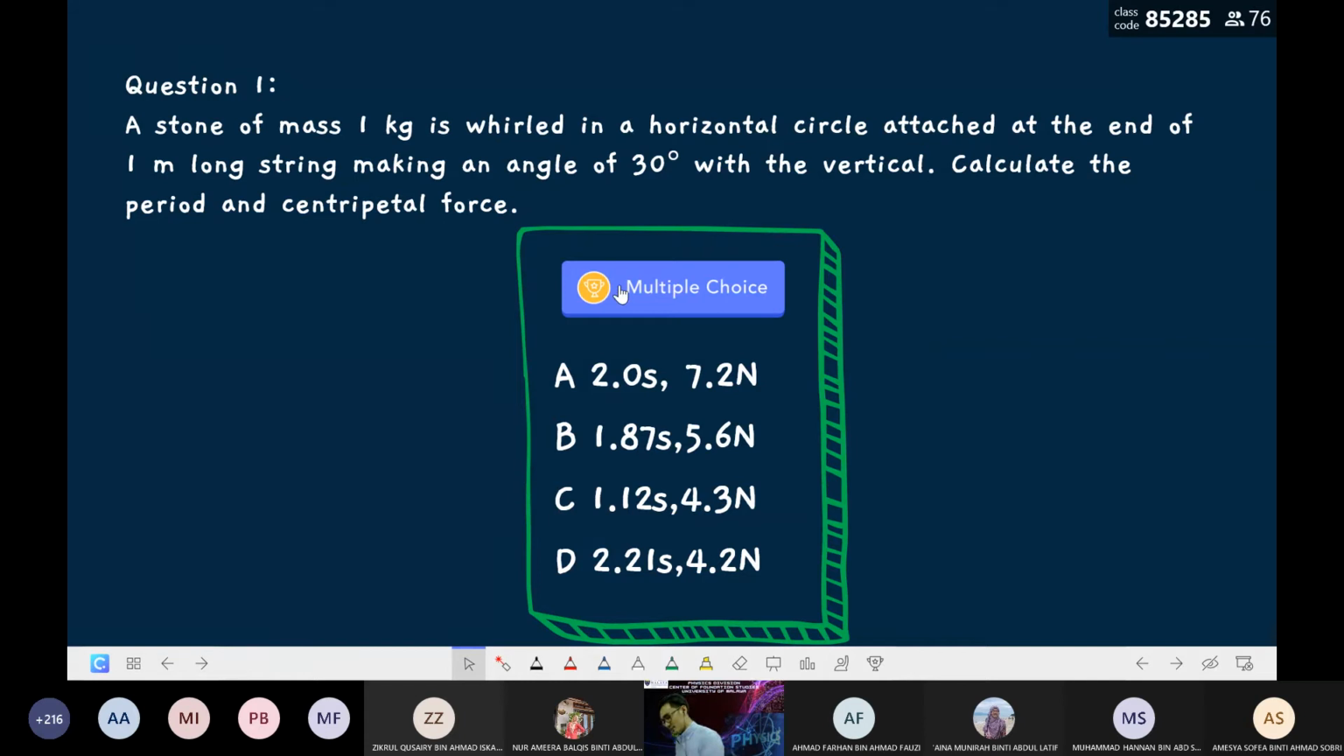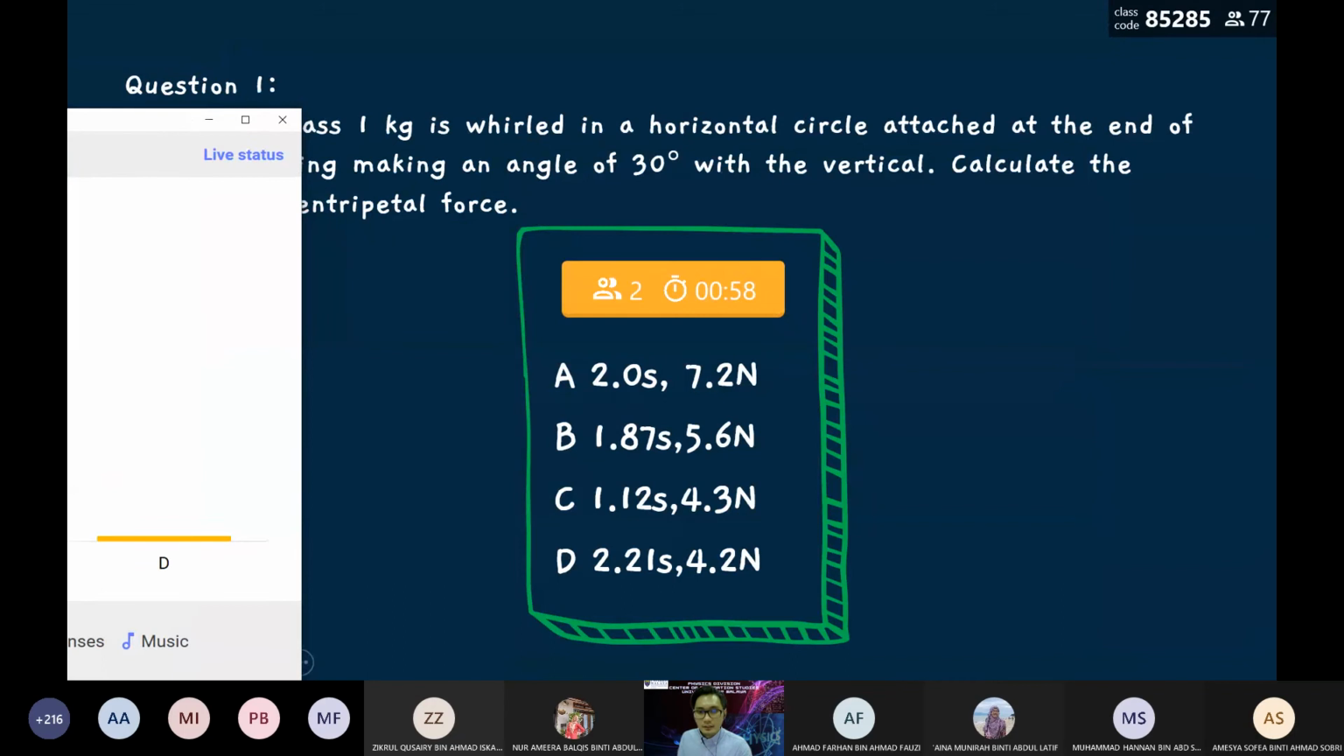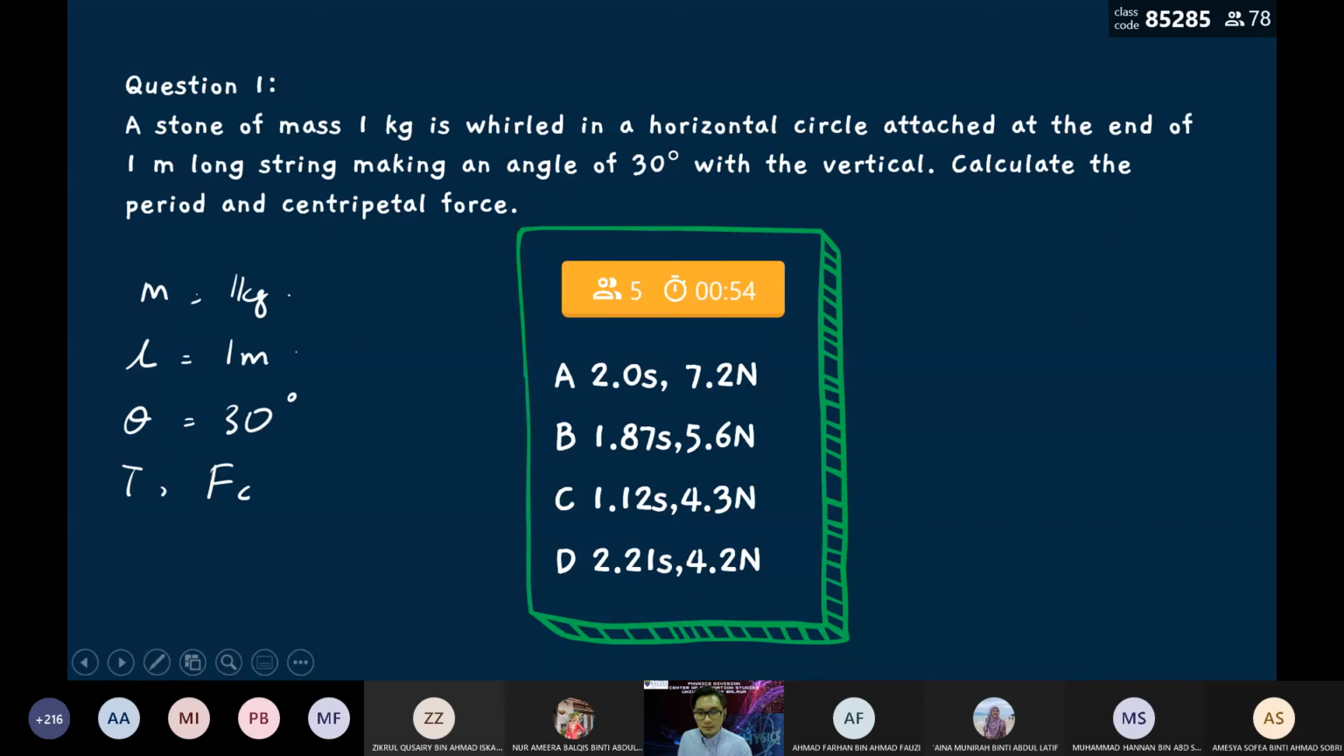Okay, a stone of mass 1 kilo is swirled in a horizontal circle attached at the end of 1 meter long string. So mass is equal to 1 kilo, length is equal to 1 meter, making an angle theta of 30 degree with the vertical. Calculate the period and also centripetal force. Okay, I'll open this. You guys may start to calculate. 1 minit 30 saat.